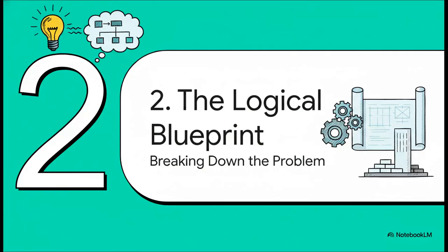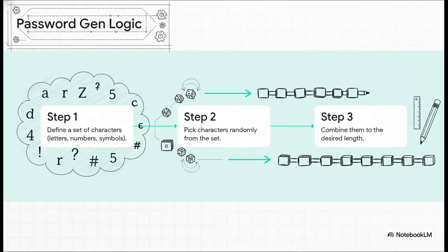Okay, and this is maybe the most important part. Before you write a single line of code, every good programmer stops and thinks. You have to create a logical blueprint, just a simple set of steps for the program to follow. It's all about planning before you start building. And here's our blueprint. It's really that simple. Look, first we just need a big pool of all the possible characters we can use. Then we need a way to just randomly pluck one character out of that pool. And finally, we just do that over and over again until our password is long enough. See? When you break it down like that, it's not so intimidating at all.